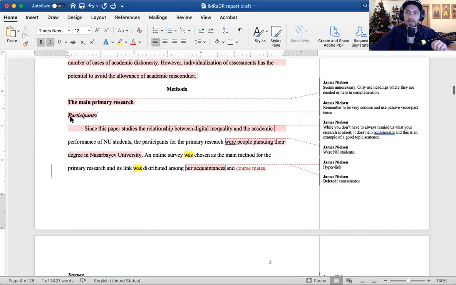So our subheadings are good here. Actually, this one seems unnecessary. I'm not really sure. It seems wordy, the main primary research. It's not capitalized properly as well. And I'm not sure it's necessary, okay?